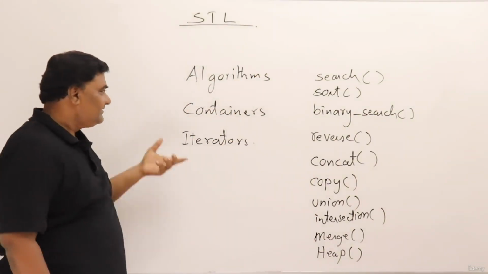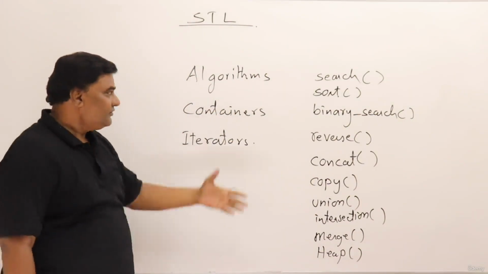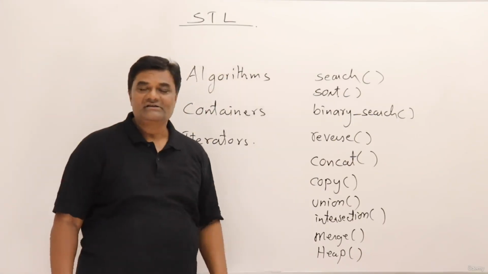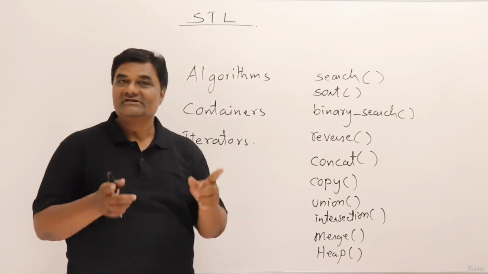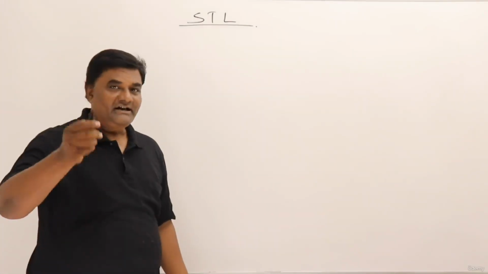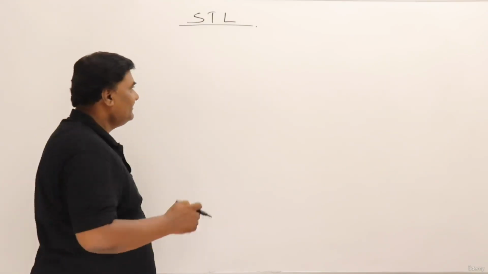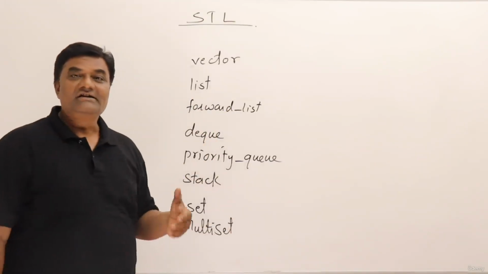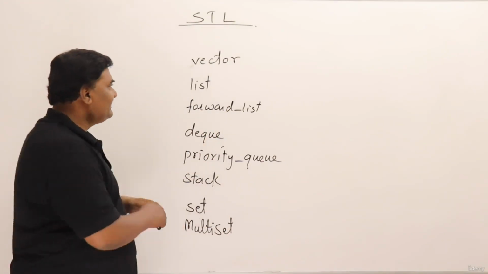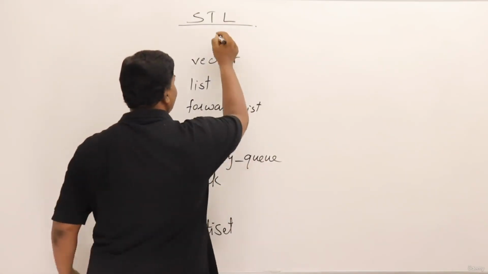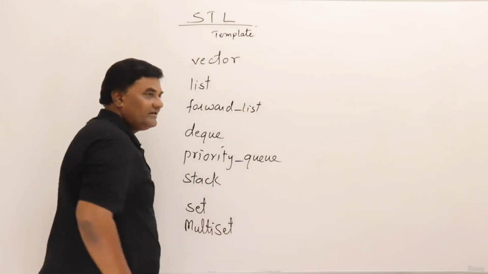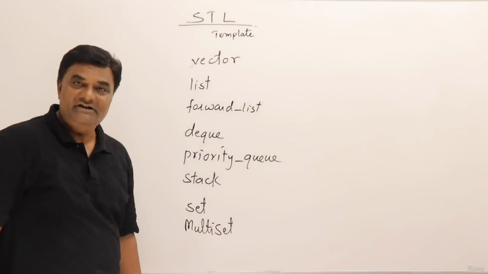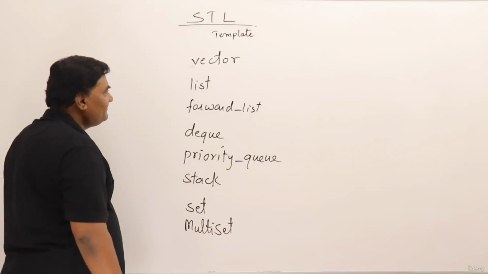Now let us look at containers. I will list down the containers, and the important thing is we have to discuss only containers. Let me write down the containers that are available. See, these are all container classes, and all these classes are template classes, means they are generic. They can work for any type of data. Now let us see how they are implemented.